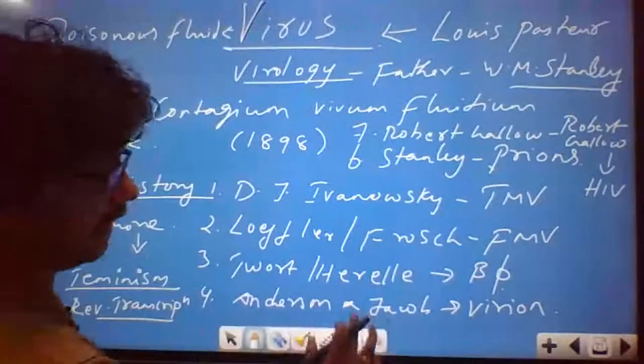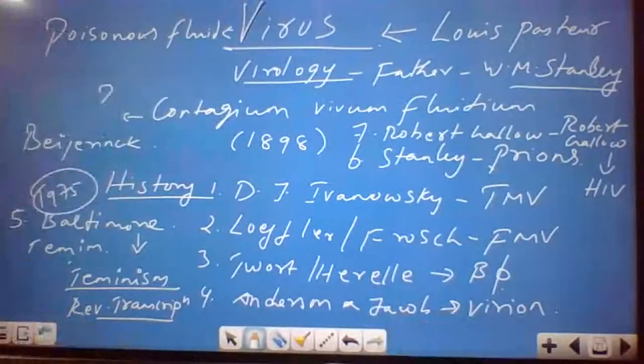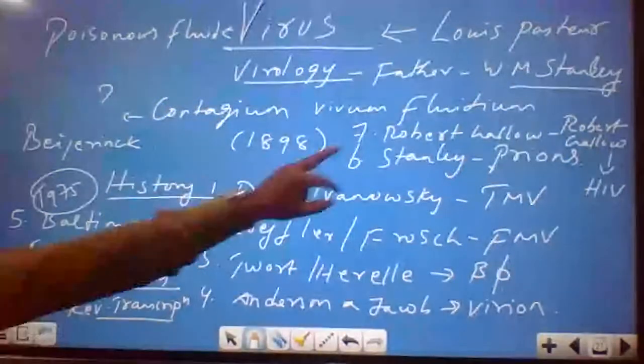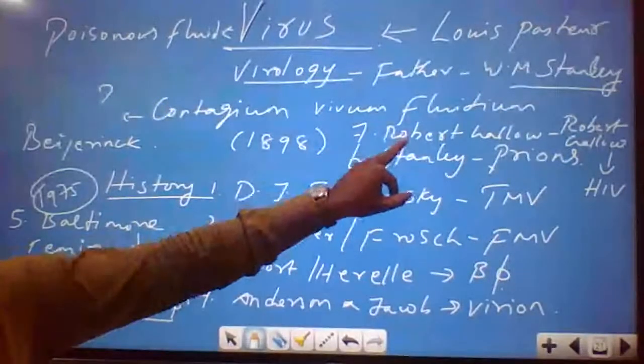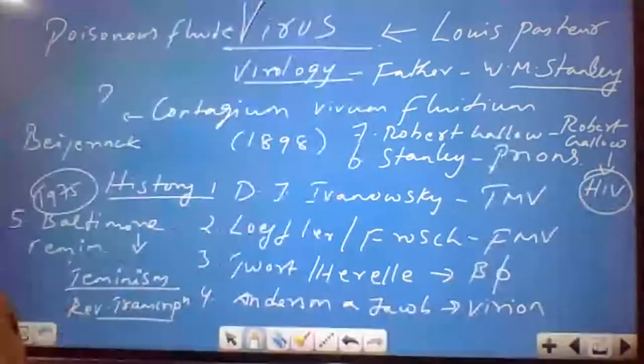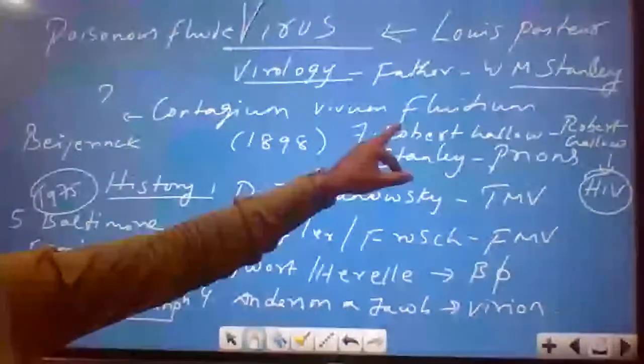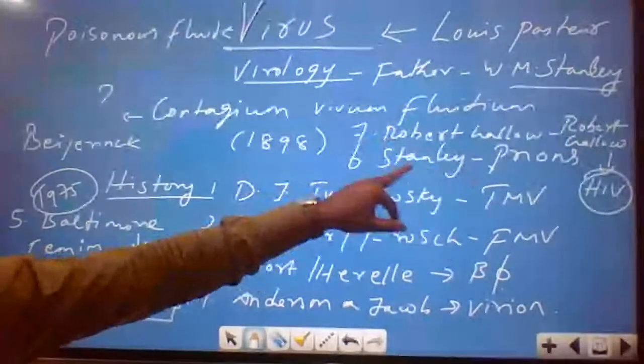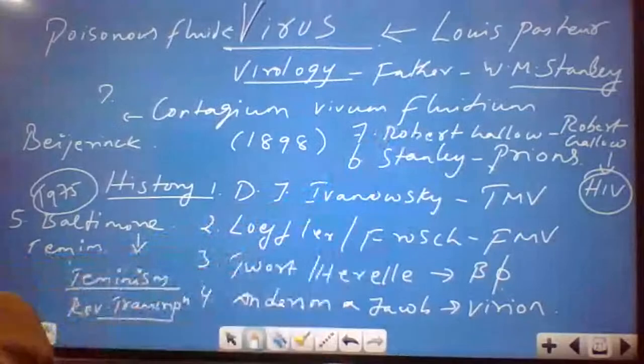And Anderson and Jacob are for the virion, and Baltimore and Temin for the reverse transcription. Robert Gallo is for the HIV virus, and we have Luc Montagnier also for the same HIV, and Stanley is for the prions. This is a little bit of information about the historical perspective of viruses.